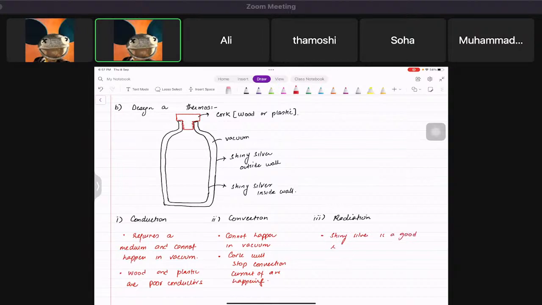Okay. My next question is, and this is the last one. Why have we painted both the inside and outside walls shiny silver? Can't we just paint the inside black, or maybe the outside black, just to look cool? Won't it absorb more heat? Black, yes. So we don't want heat from inside to go outside or from outside to inside. So we want to paint both of them shiny silver.